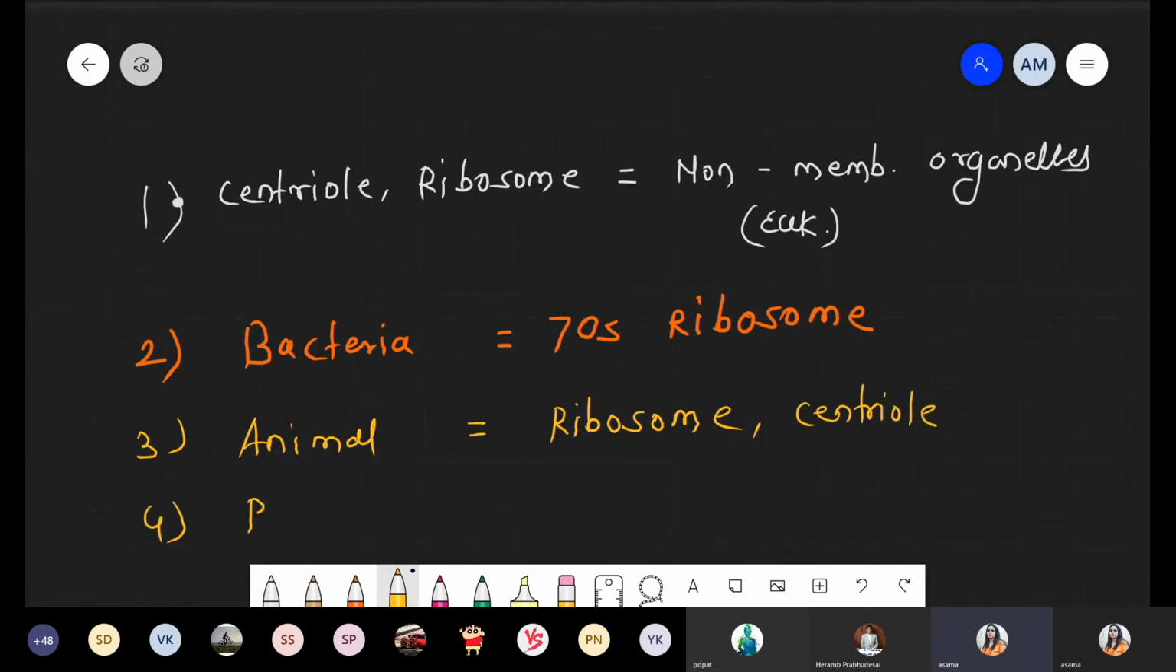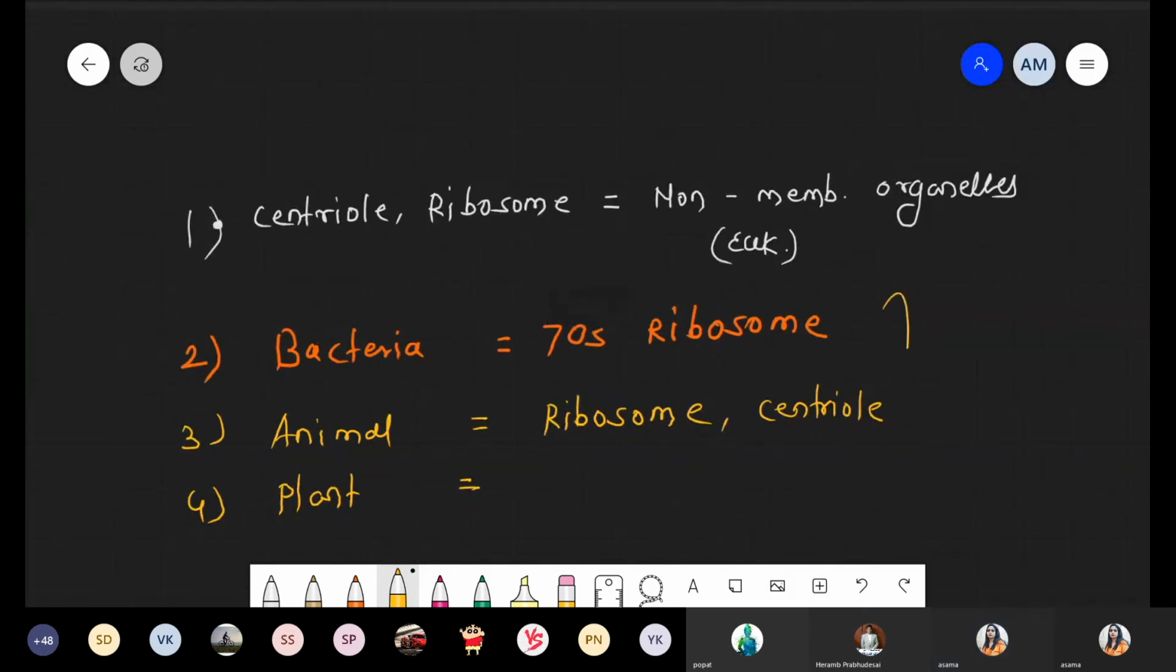But if the question asks specifically about plant, can you tell me what will be the answer? If it is plant, then? If they ask only about the plant, what will be the answer?